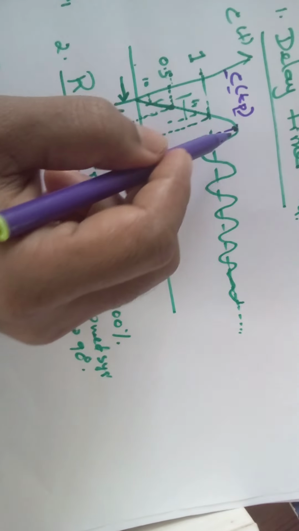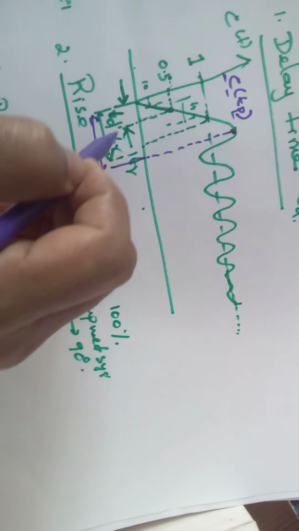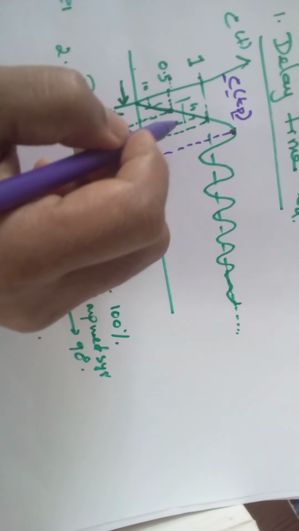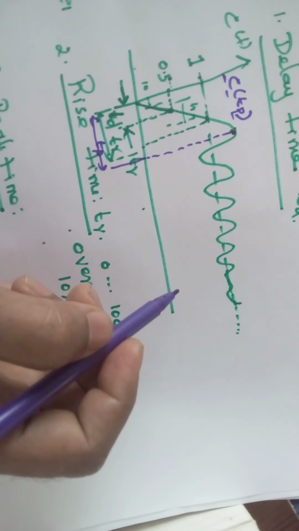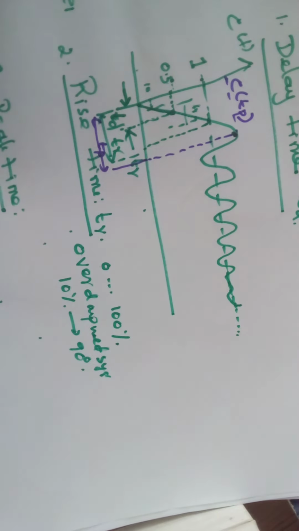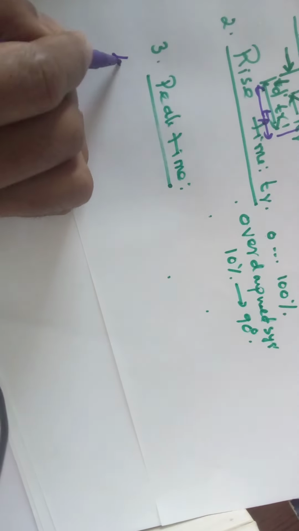The response at which it reaches its maximum, that time is known as peak time. The next time domain specification is the peak overshoot. So let us see what is peak overshoot.